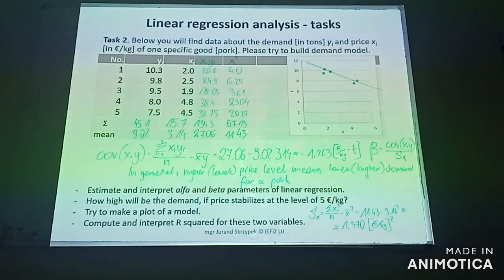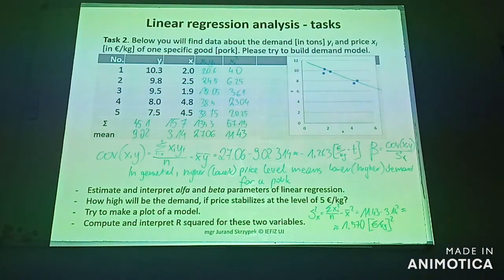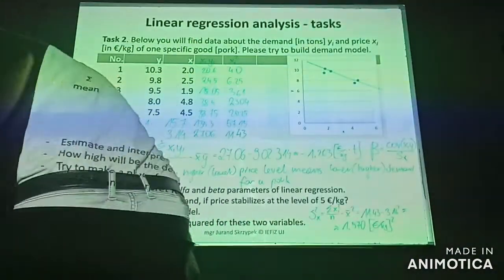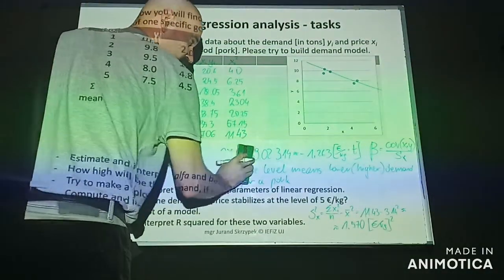Okay, let's compute the beta parameter of the linear regression.